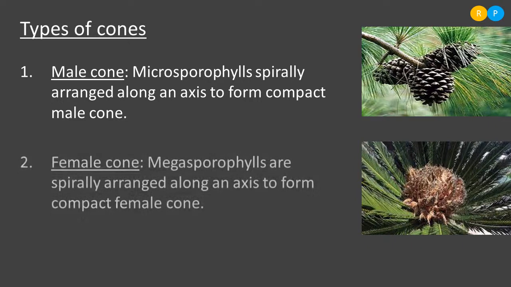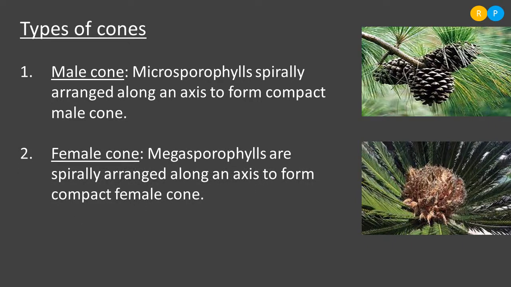And the other cone is the female cone. The female cone is made out of a modified leaf, and that leaf is named megasporophyll. Understood, right? So the female cone is formed by what? Megasporophyll. These megasporophylls are spirally arranged along an axis to form a compact female cone. Clear? So there is only one difference in the formation of cones. The male cone is made out of microsporophyll and the female cone is made out of megasporophyll.